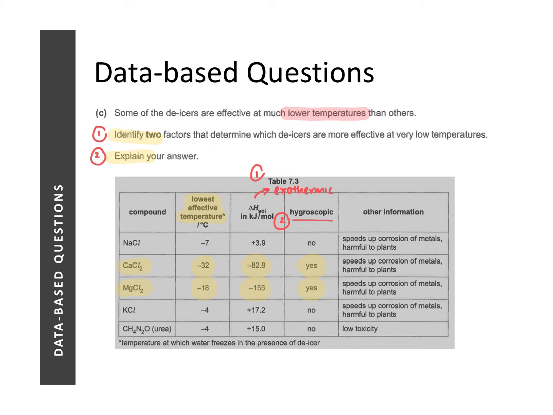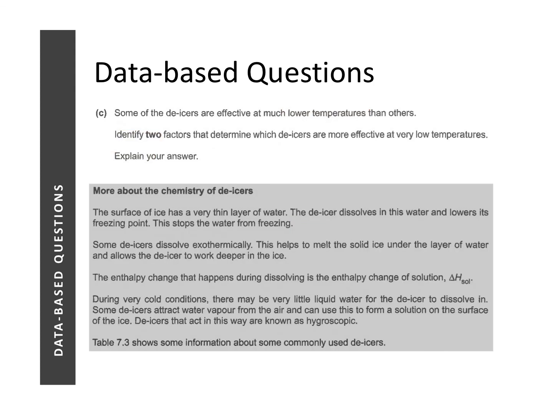For that, if you can recall, there was some description in the passage that talks about that. So we need to go back to the paragraph and analyze that paragraph. This is the paragraph on the chemistry of de-icers. If we look at it, they were telling you that if the de-icer dissolves exothermically, it will release heat to melt the solid ice under the layer of water and allows the de-icer to work deeper in the ice.